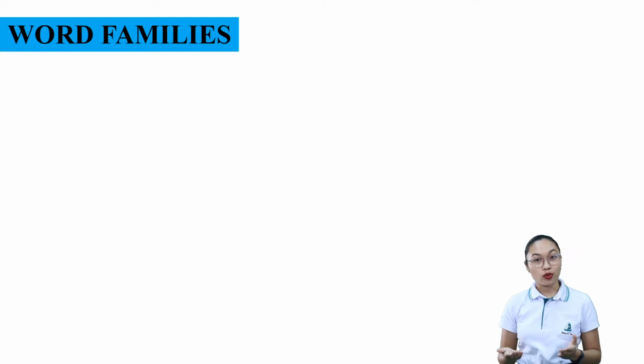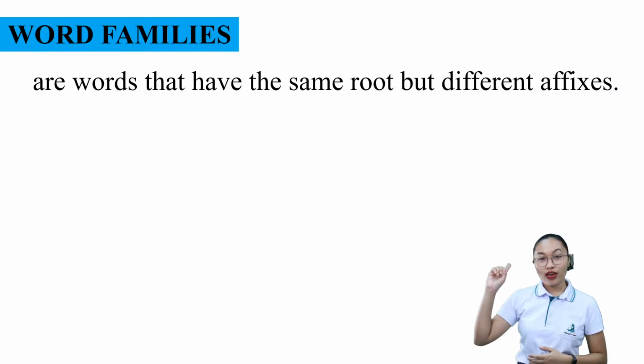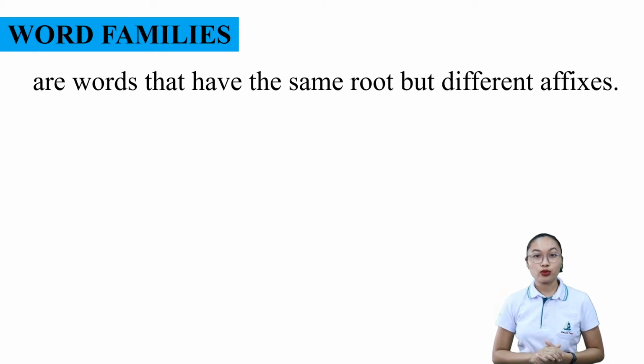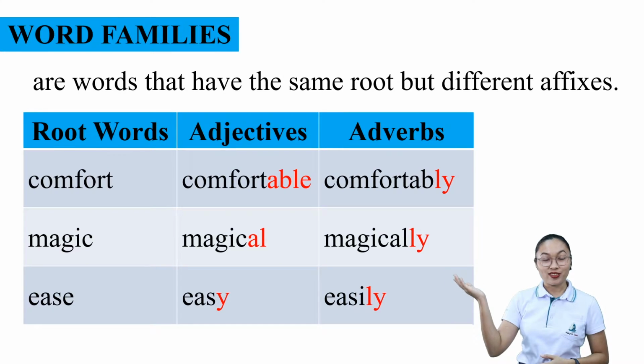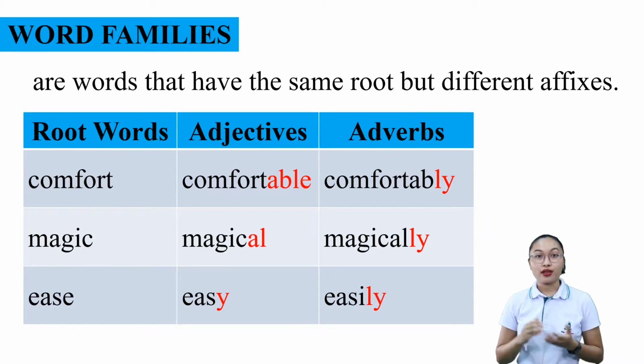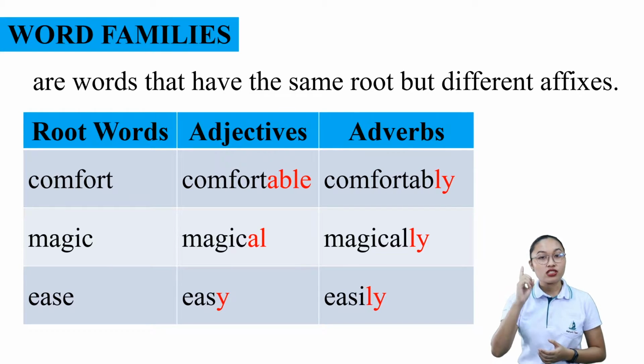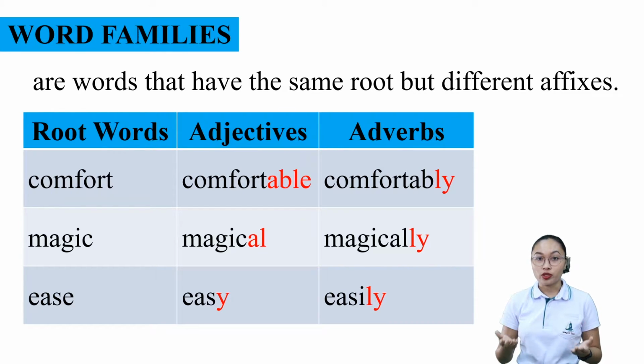Now, what are word families? Word families are words that have the same root words but different affixes. Here are some of the examples. Notice the highlighted letters in red. These are suffixes added to the root words to form them into adjectives or adverbs. When suffixes are added and new words are formed, they also form different meanings.